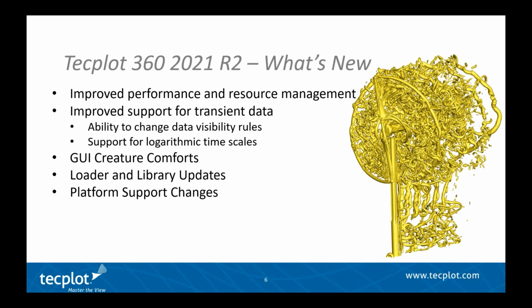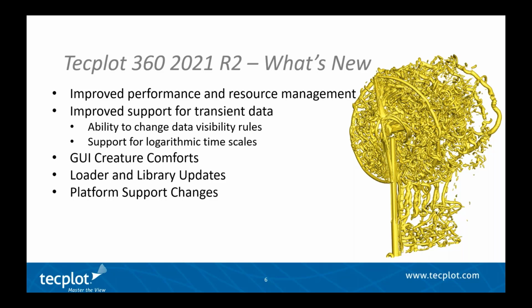Okay, so let's jump into what's new in this R2 release of Tecplot 360. Improved performance and resource management. I hinted on data I/O being a problem. We'll get into that and talk about how we've made some performance improvements. Improved support for transient data. We've added some ability to change what data is visible when, and support for logarithmic timescales. We've added a few GUI creature comforts that we'll go into, talk about some loader and library updates that are going to be important for some of you, and then platform support changes.